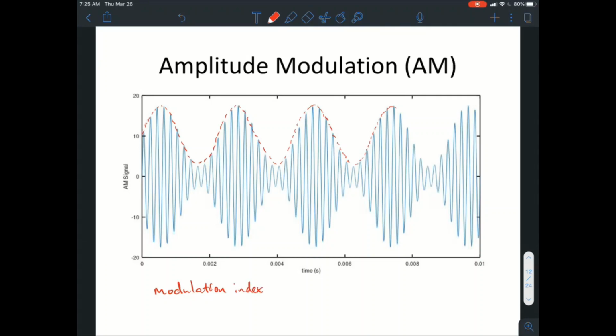It's known as M, and it's found by this equation: capital V sub M over capital V sub C, and it's listed as a percent, so it's always going to get multiplied by 100%. And we're going to look at some examples of different modulation indexes and some potential problems that come with that.